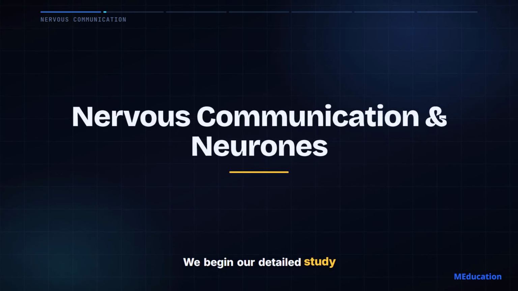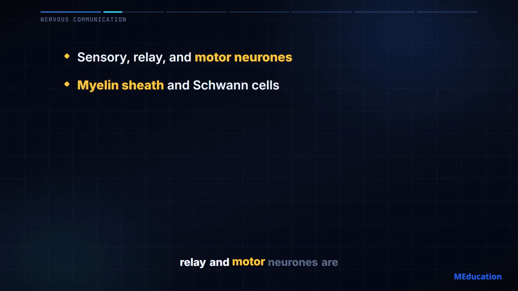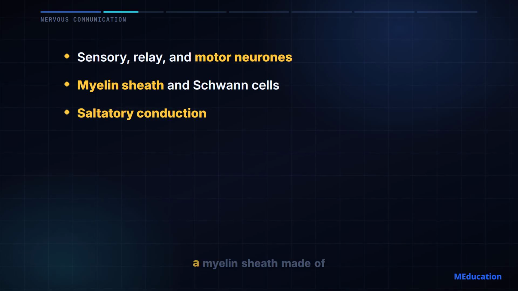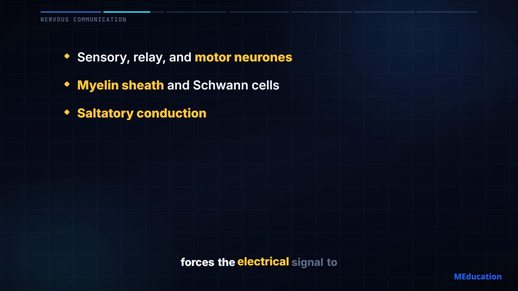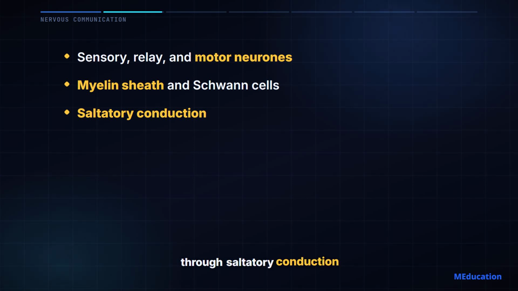We begin our detailed study with the fastest communication network in your body, the mammalian nervous system. You need to know exactly how sensory, relay, and motor neurons are uniquely adapted to transmit signals at high speed across the body. We will look at how the axon is wrapped in a myelin sheath made of Schwann cells. This isn't just insulation, it prevents ion leakage and forces the electrical signal to jump between the nodes of Ranvier, dramatically speeding up transmission through saltatory conduction.